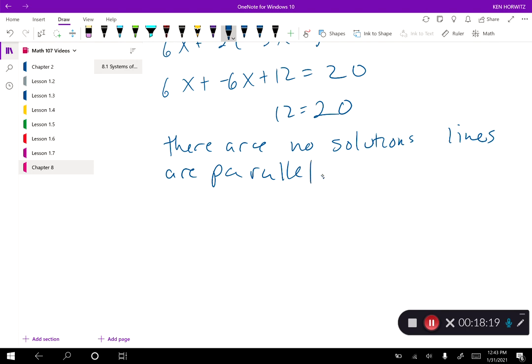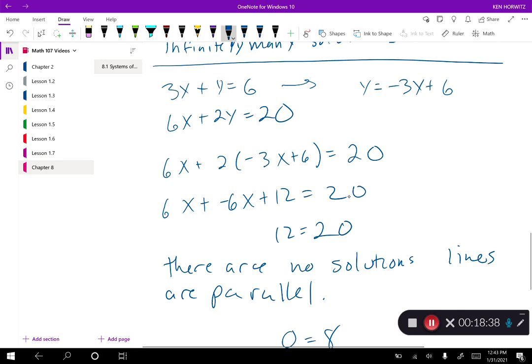All right, and this is the way it's going to go. Doesn't matter what the statement is. For example, this 12 equals 20 could be 0 equals 8. Anytime you have something, right, if you just subtract the 12 from both sides. Anytime you have any sort of not true statement, it means that the beginning two equations, if you were to graph them, would graph as parallel lines.